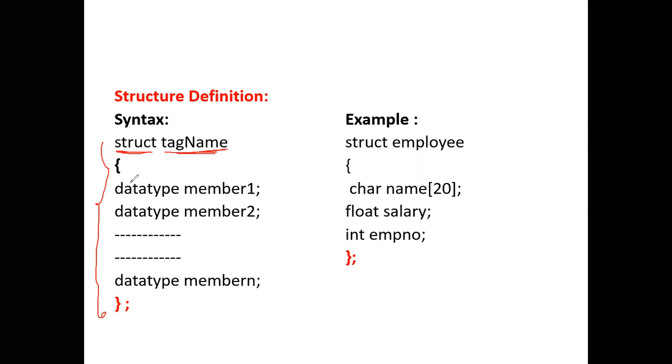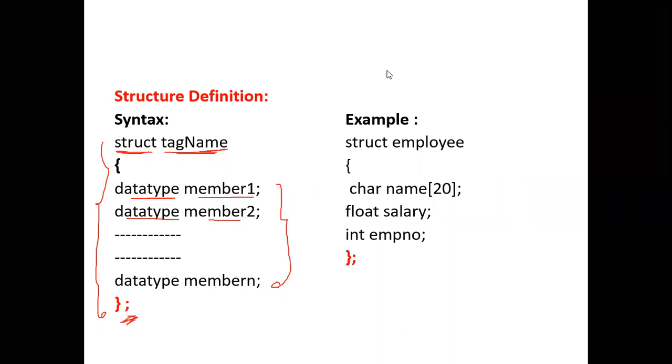And within the curly braces, we are defining the members. You can have any number of members. How do you define the members? Data type, then the member name. Like this we define the members. Here we will not use the word elements, but instead we use the word members. And remember, we have to terminate with a semicolon.